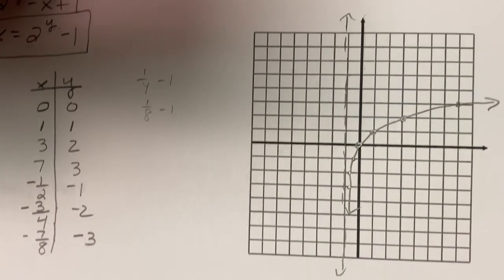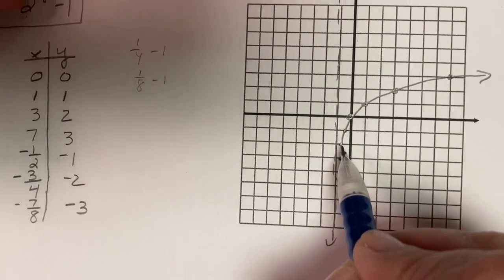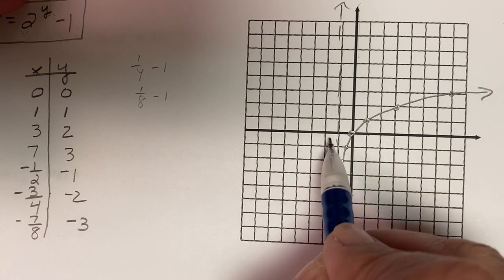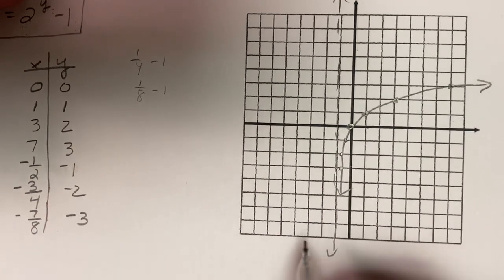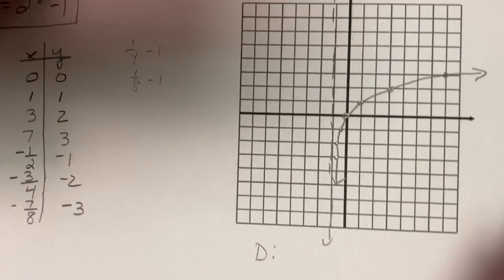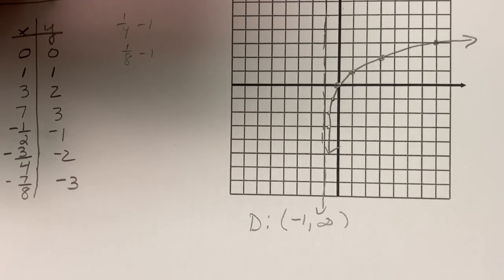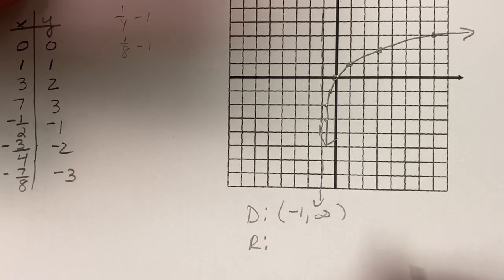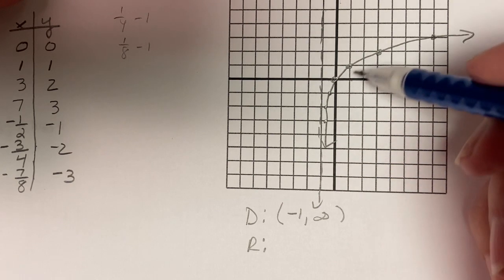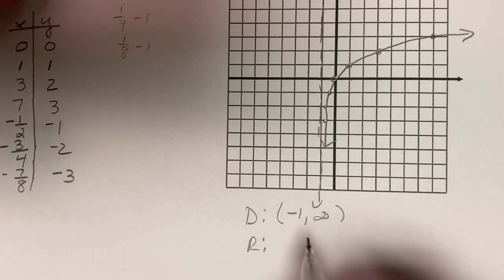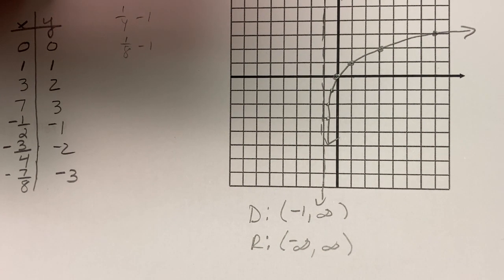Let's quickly talk about the domain and the range for this. What would the domain of this function be? Well, where did the x's start? Do you see that the x's start right after this -1? So my domain would be all values from -1 to infinity. And what would my range be? Well, where did the y's start? The y's keep going down and down into -infinity, and they keep going up and up into +infinity. So my range is -infinity to +infinity.